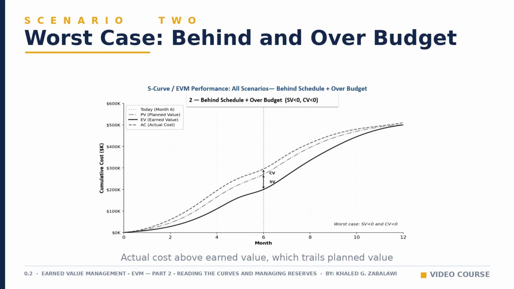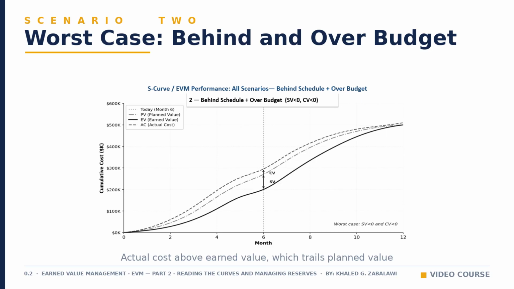This second chart is the pattern that keeps project managers up at night. Look at today's marker on the timeline. Actual cost sits highest, above earned value, and earned value sits below planned value. That gap between actual cost and earned value is a negative cost variance. You have spent more than the work is worth. The gap between earned value and planned value is a negative schedule variance. You have finished less than the schedule called for. Both problems are happening at the same time, which is why this is called the worst case.